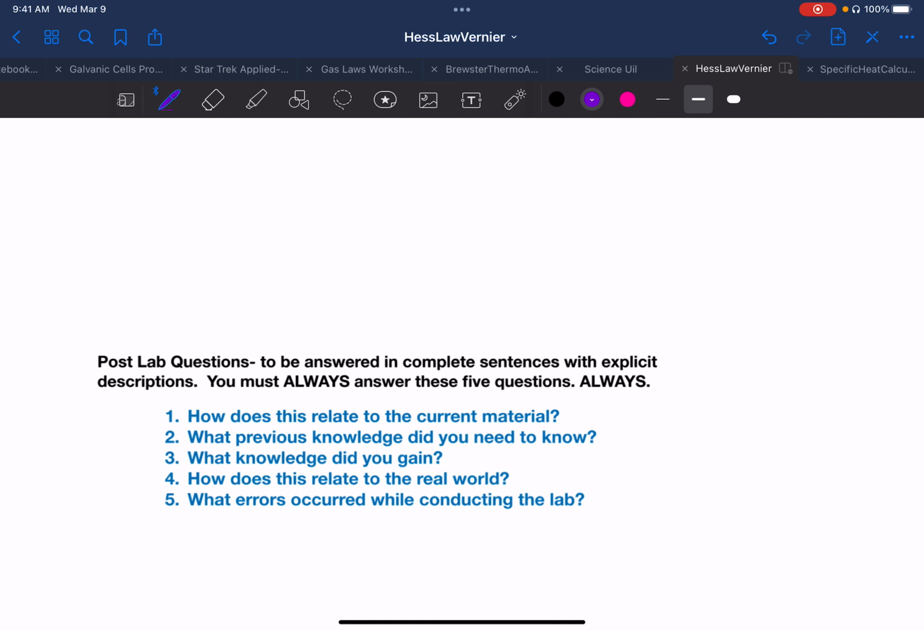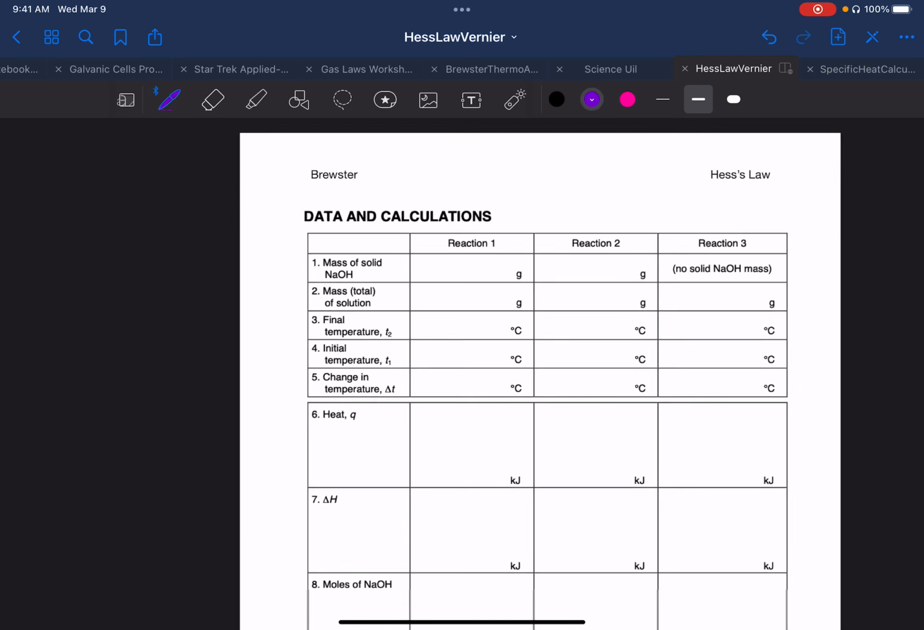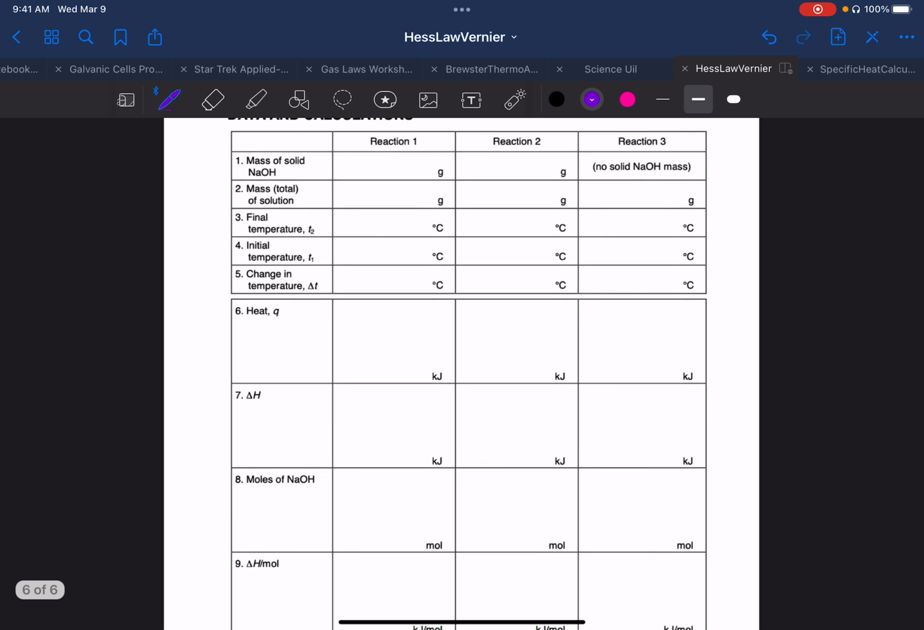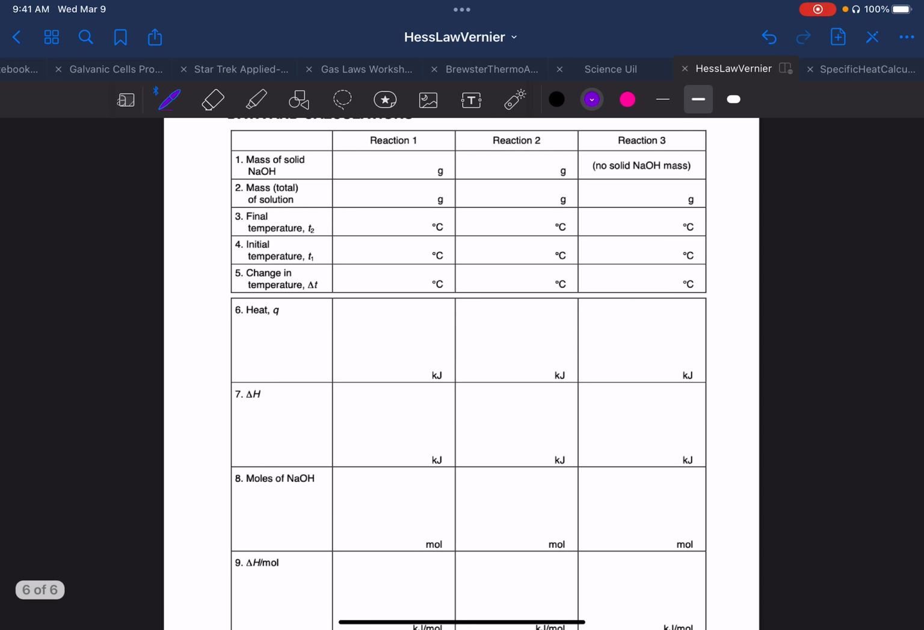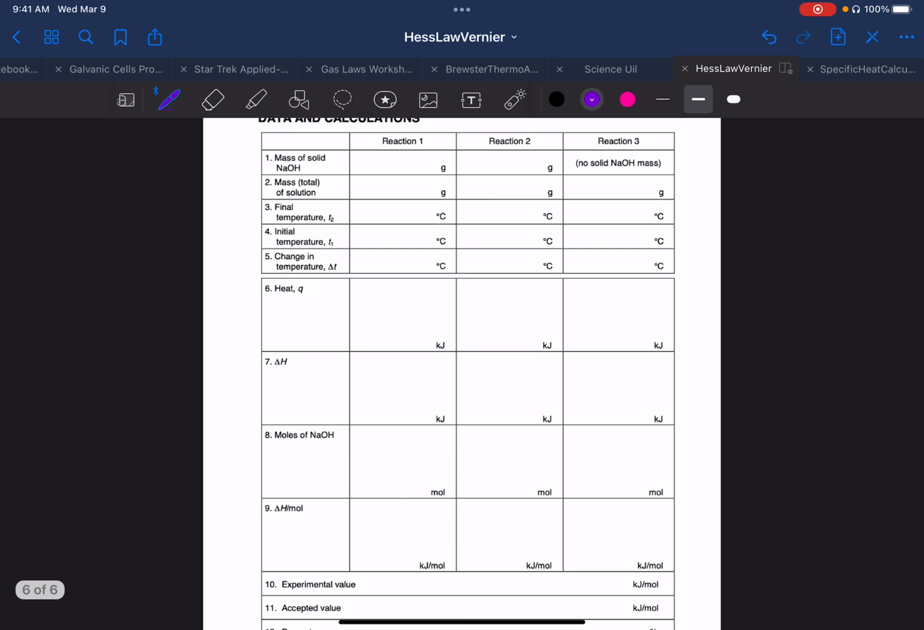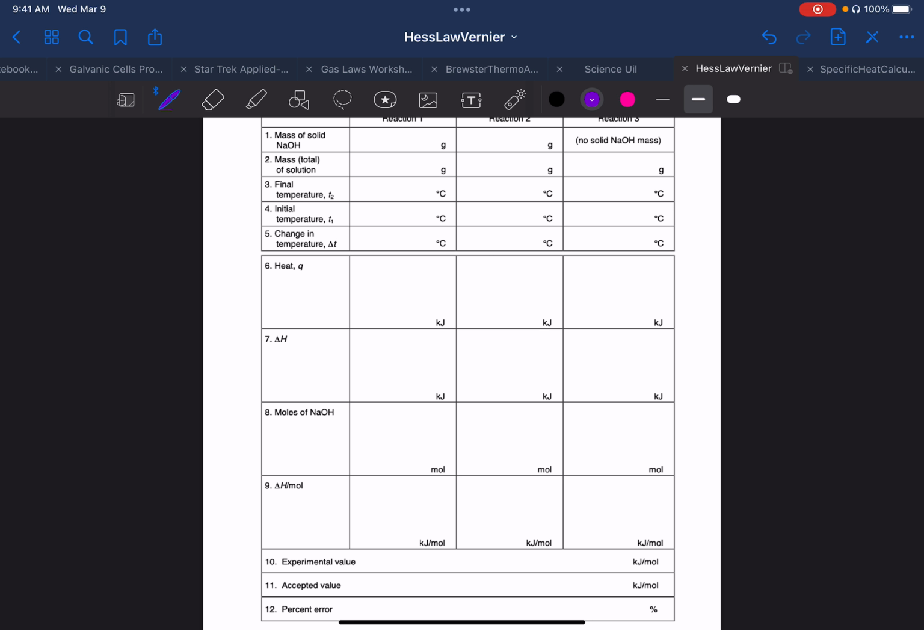And then don't forget your post-lab. As far as your data collection over here, this was just to help you organize your thoughts. I do want to see this filled in so I know what your data looks like. Make sure to show me the math on there. Everybody needs to practice the math because these are important skills. And that is our lab.